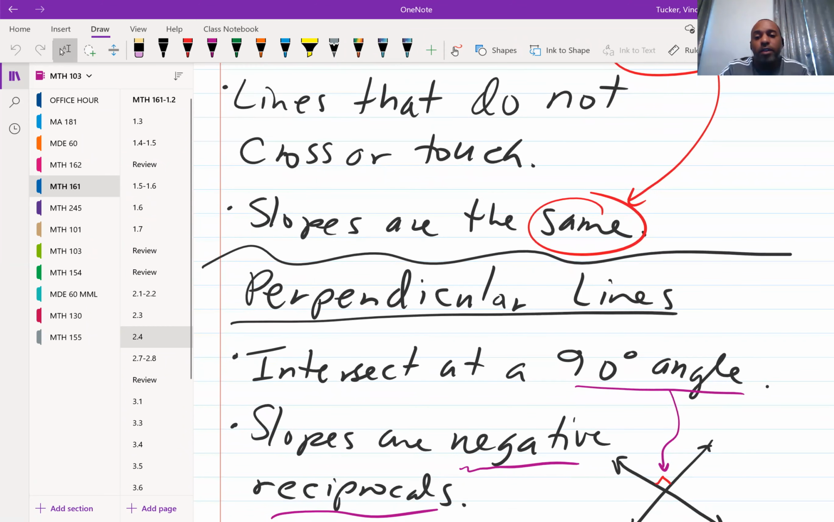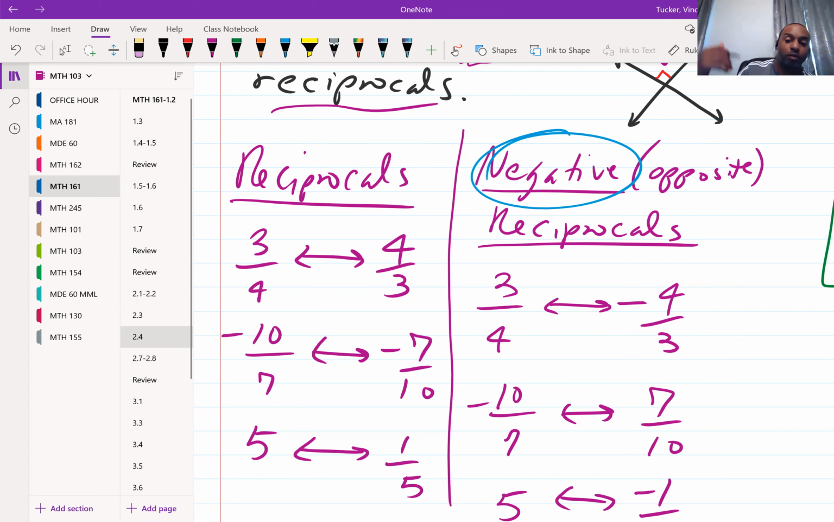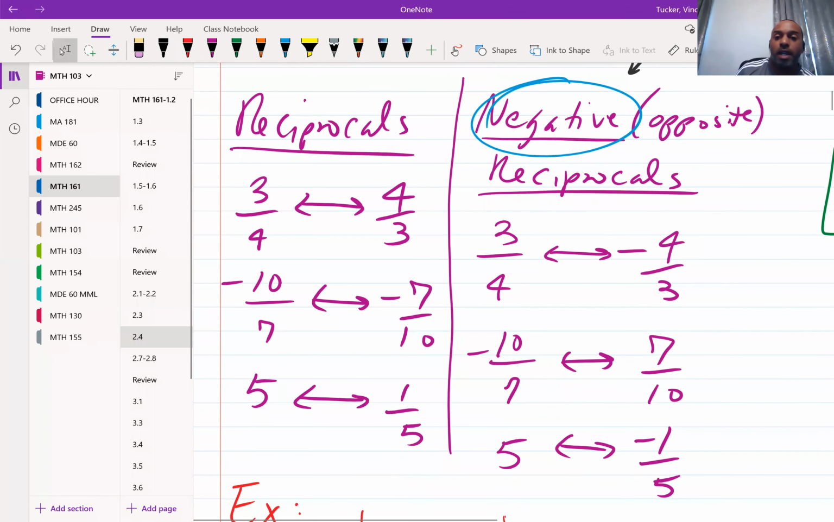But what we want is the negative reciprocal. So what that means mathematically, you're talking about opposite. So you're just talking about the opposite sign along with flipping it. So you're going to flip it and use the opposite sign. So 3/4, the negative reciprocal, which is the type of slope we're looking for, is going to be negative 4/3. If I have negative 10/7, then the negative reciprocal, the opposite sign, will be 7/10. And then 5, it will be negative 1/5. So we're going to use the opposite sign and flip the fraction when we're talking about perpendicular lines in order to find the negative reciprocal.